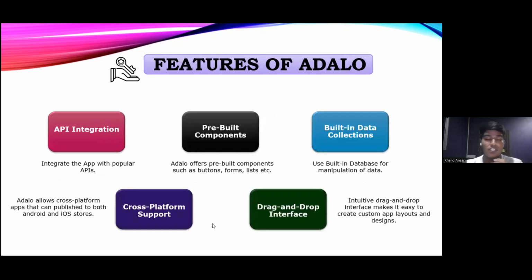Now, the key features of Adalo. These are the key features of Adalo: API integration, pre-built components, built-in data collection, cross-platform support, drag and drop interface. Now, starting with API integration, we can seamlessly integrate the app with popular third-party APIs for an enhanced user experience. 2. Pre-built components. Adalo offers pre-built components such as buttons, forms, lists, charts, graphs that we can use to add functionality to the application.